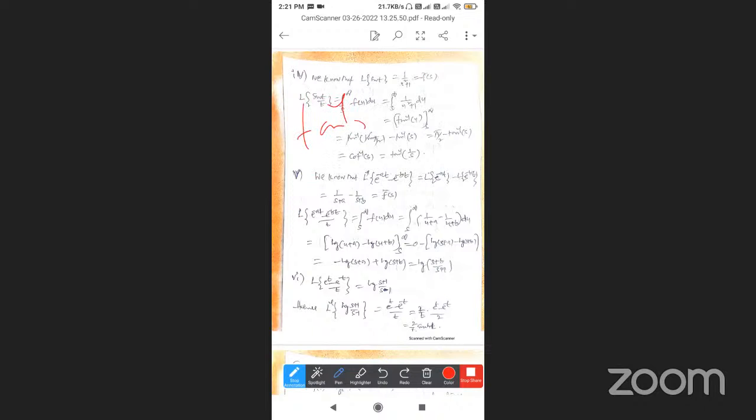The formula: tan inverse of x plus cot inverse of x is equal to pi by 2. So cot inverse of x is equal to pi by 2 minus tan inverse of x, that is cot inverse of s. So cot inverse of s is nothing but tan inverse of 1 by s.